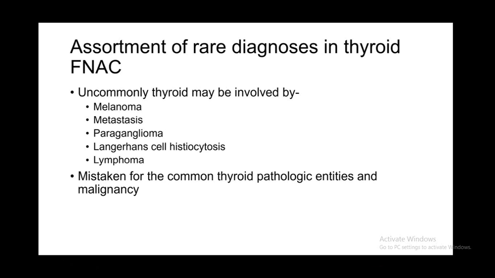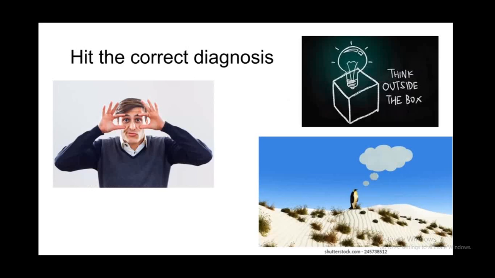Uncommonly, the thyroid can be involved by melanoma, by metastatic carcinoma or other metastatic tumors, paraganglioma, Langerhans cell histiocytosis, lymphoma, and because of the site, it can be mistaken for commoner pathologic entities and malignancies. And also many of the malignancies can mimic primary thyroid neoplasms. So to hit the correct diagnosis, we need to be alert, and sometimes we have to think outside the box and also think of entities which we may not commonly see there.